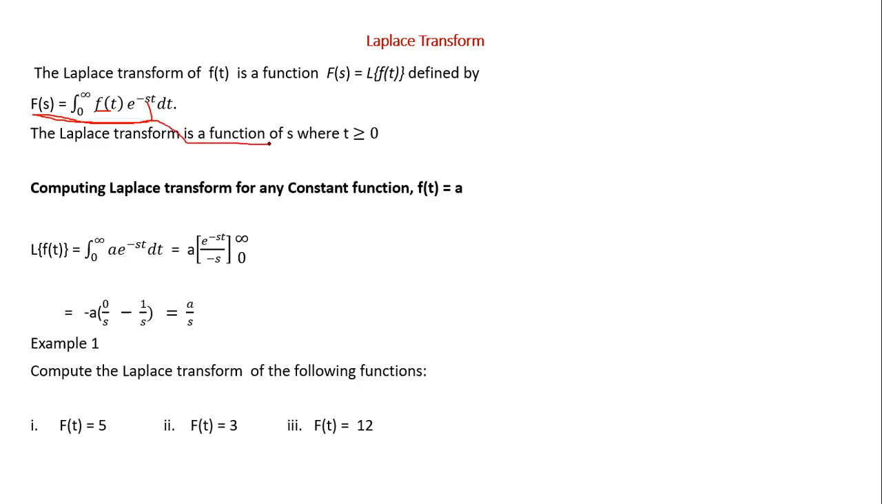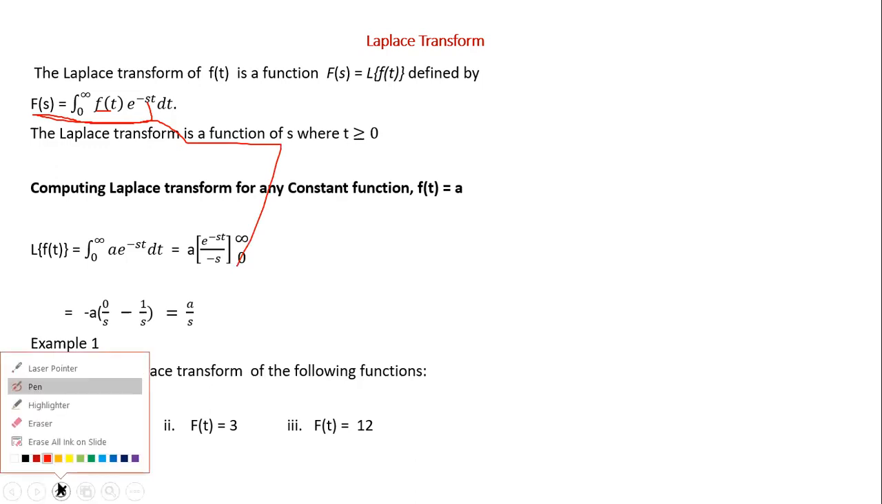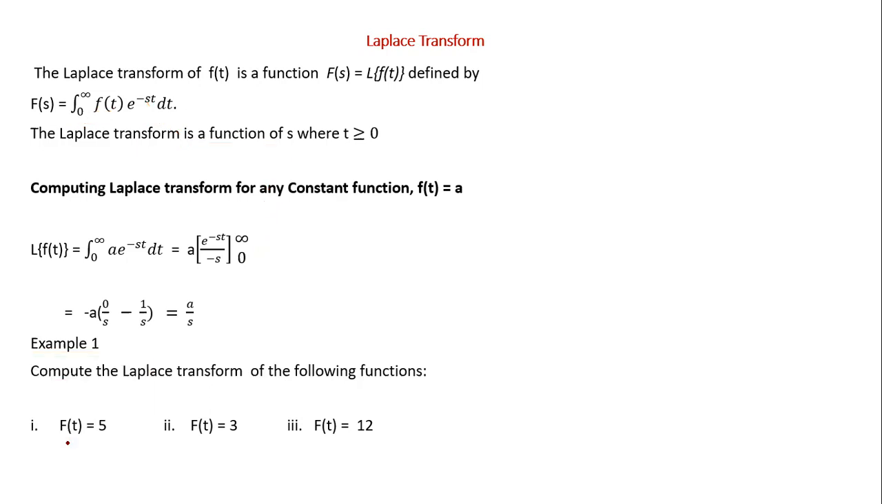Here we apply it when t is from 0 to infinity, as you can see from the limits, 0 to positive infinity. That's how we can transform a function in the t domain to the s domain. Now let's see how we can compute the Laplace transform for any constant function. If we have f of t equal to a, which is a constant function, how can we do that?